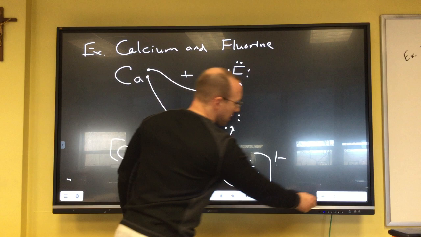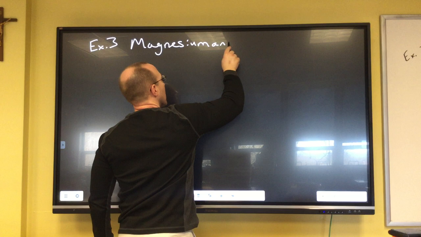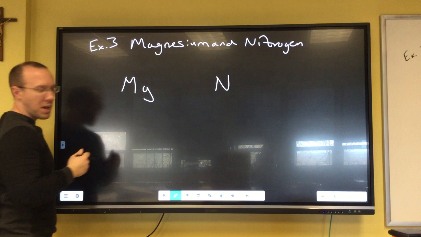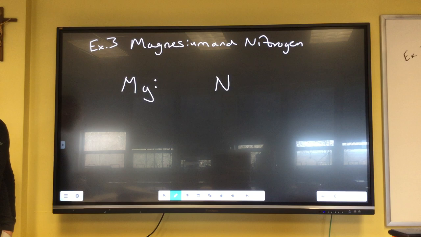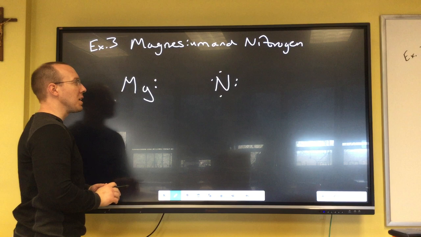This next one's a little bit more difficult. It's magnesium and nitrogen. So that's Mg and N. Magnesium is Mg. Magnesium has two valence electrons. Nitrogen has five. One, two, three, four, five. So we're going to play the game where I'm taking the electrons and putting them over and trying to figure out how many of each we need. All right, so this would go here, and this would go here.